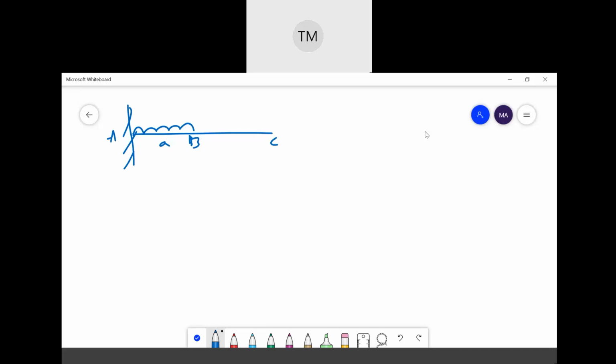And when you draw the diagram, the deflection curve will be like this. Understand? Up to this point, the deflection is y1. Here it is y2. Okay, is it clear? Here it is y1 and y2.